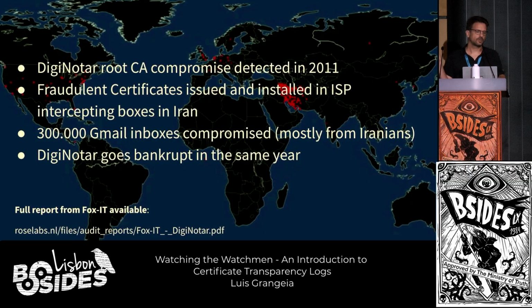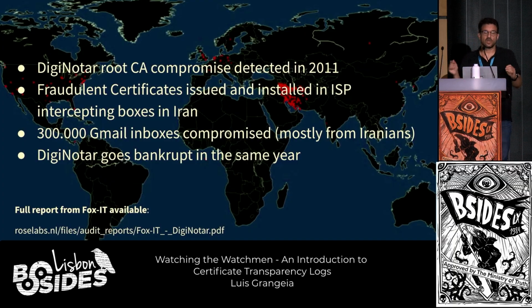Basically, DigiNotar gets compromised. The attacker, presumably someone from Iran, at least they attacked people from Iran, issued a bunch of certificates for many, many high-profile websites, including Google.com. And they managed to man in the middle most of the country of Iran and basically collect credentials, Gmail credentials, for at least 300,000 users in Iran. And there were also other users affected outside of Iran.